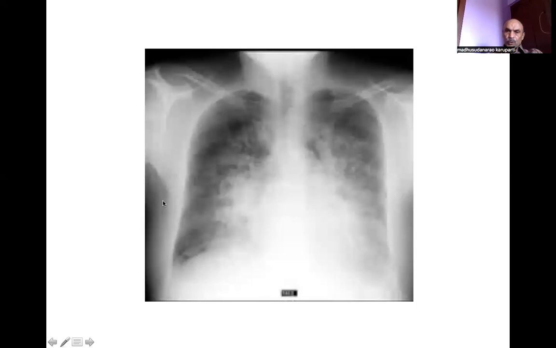This chest X-ray shows haziness in the pericardiac regions on both sides. That is haziness in the central region of the thoracic cavity. It is called central edema, probably due to a cardiogenic cause.